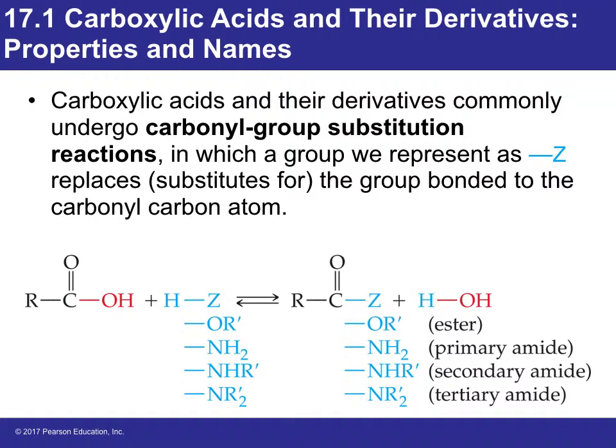Some of the properties and names: well, the carboxylic acids and their derivatives undergo carbonyl group substitution. So substitution is when you have one group, which here they represent as the dash Z, that replaces the group that is bonded to that carbonyl group. So here, examples: ester, primary amide, secondary amide, tertiary amide. Remember, nitrogen has 3 covalent bonds only.